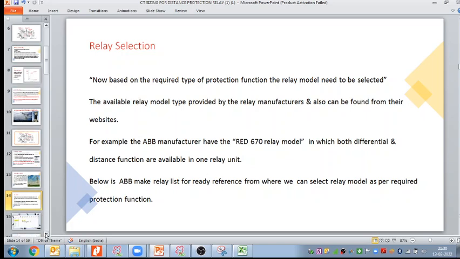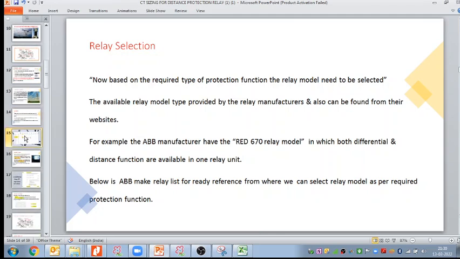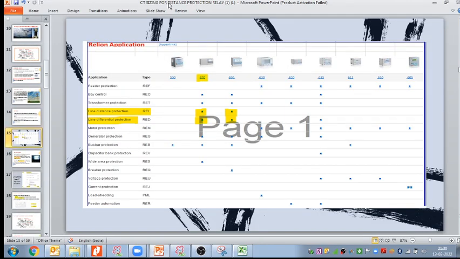So let us have a view of the overall relay models. So this is the overall relay model. I'm trying to keep this session very simple so that if anyone is new to power systems and is not a protection engineer, they can also understand. I'm just trying to keep it very simple so that anyone can understand.